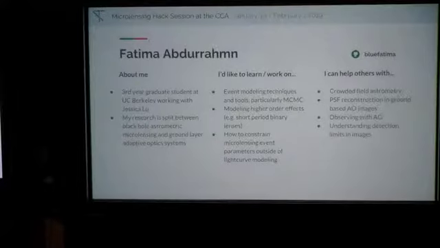Because I also do research in AO, I can be helpful with anything AO related, observing, PSF construction, whatever. I also do a lot of crowded field astrometry and understanding detection limits in image data.